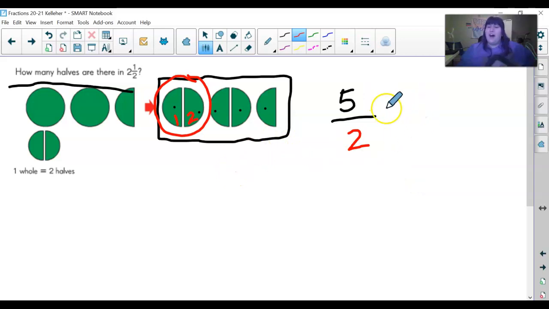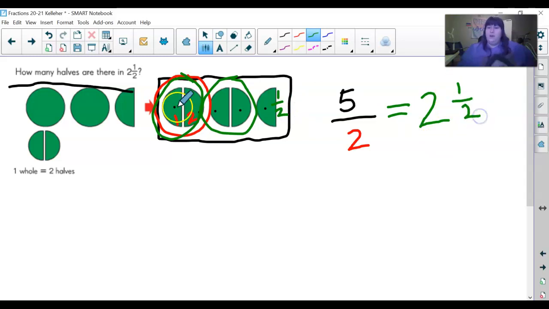This image represents 5 halves. We have 5 pieces, 1, 2, 3, 4, 5, but one whole circle is broken into 2 parts. That's our denominator, 5 halves. Another way you could write that as a mixed number, well, we have 2 whole things, 2 whole circles, plus 1 half more. So 5 halves is the same as 2 1/2.